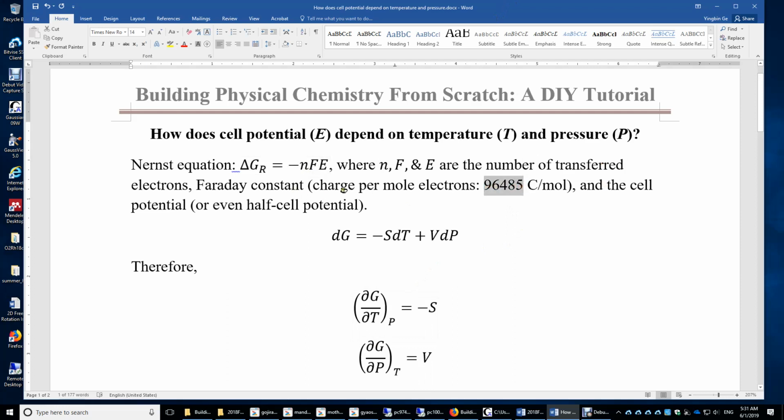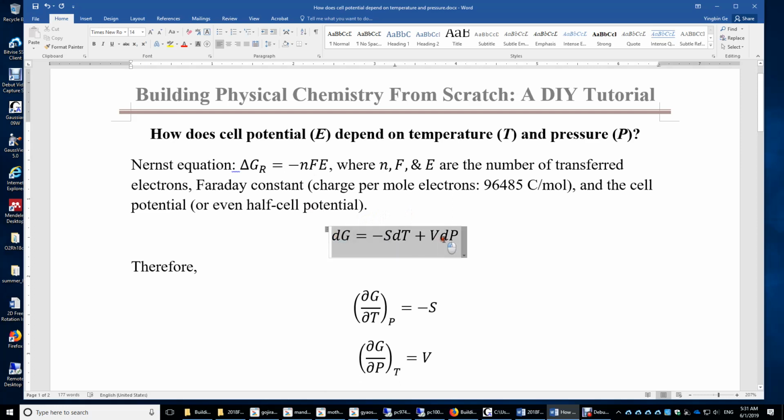And E is the cell potential, or even half-cell potential. So if you want to use this equation for half-cell potential, you just need to imagine this half cell is coupled with the standard hydrogen electrode.